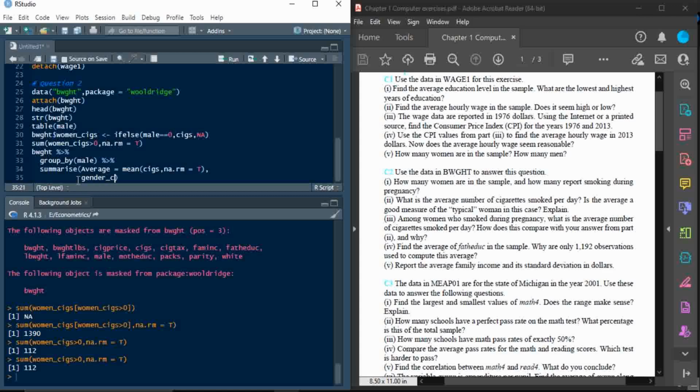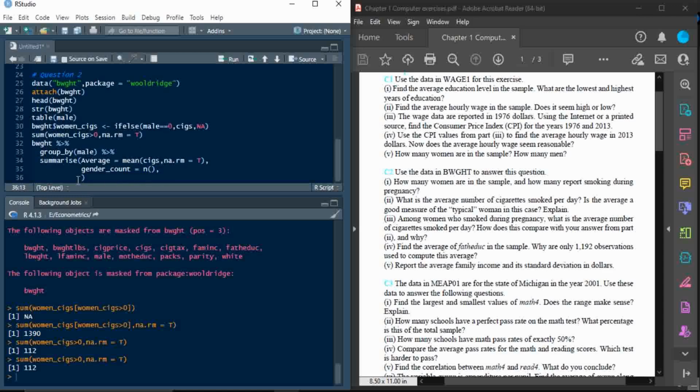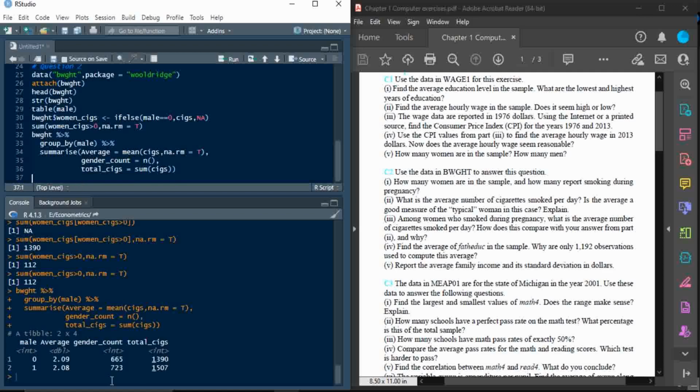We can also summarize the data. Let's look at the total number of participants so that we can make a comparison. Gender count, and again total cigarettes. Create a column by the name of total cigarettes. Now look at this. The male participants are 723, and the average cigarettes smoked per person is 2.08 in the male participants, and the total number of cigarettes smoked is 1507, and for the female participants the average is 2.09, and the gender count is 665, and the total number of cigarettes smoked by these participants is 1390.